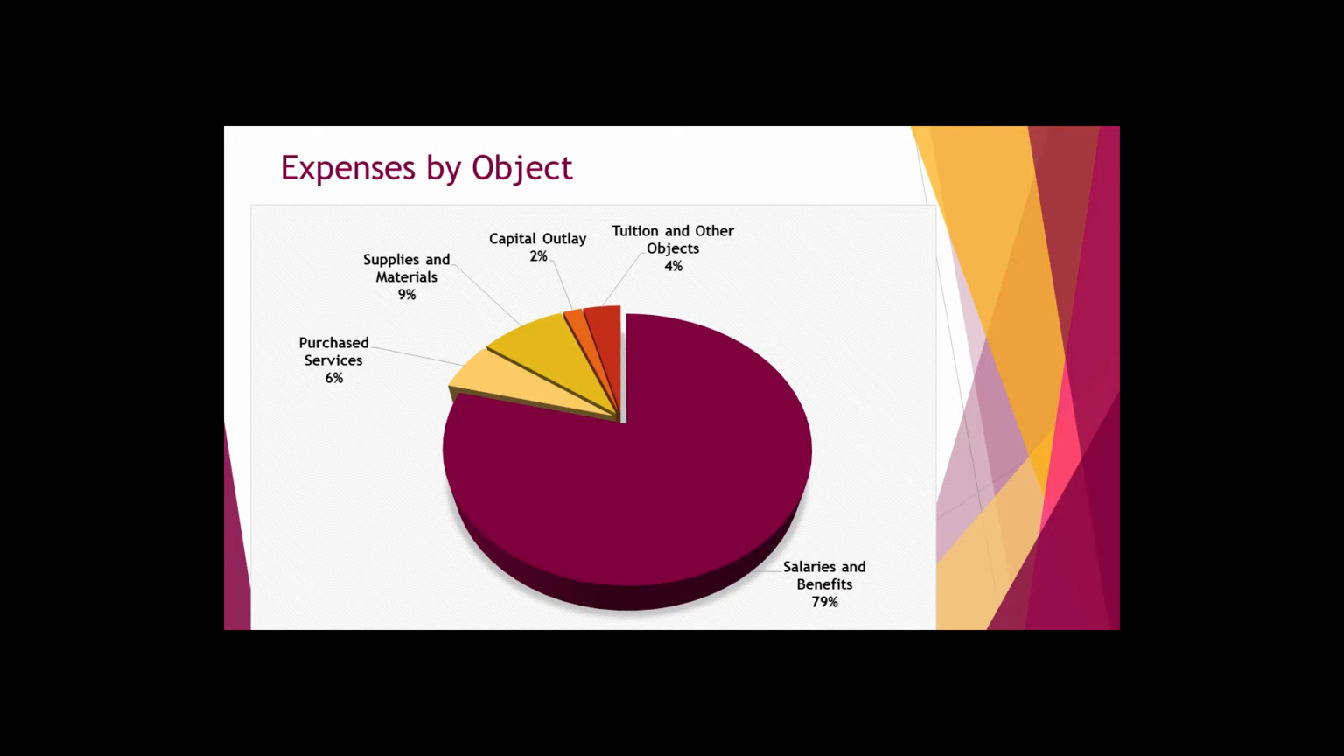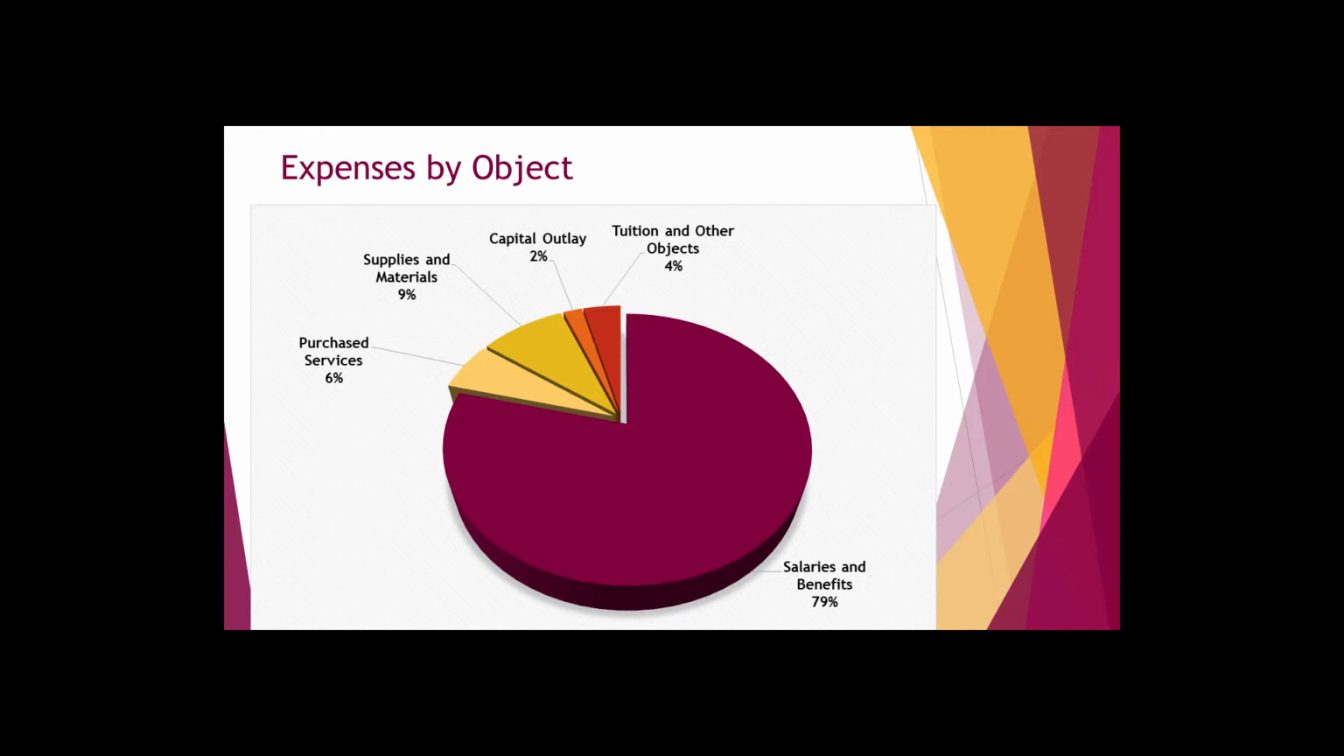Our expenses by object. This is where our expenses go. We are an educational institution, which therefore means most of our expenses are in salaries and benefits because we have to have people to teach the kids and to get the kids to and from school and to feed the kids. So 79% of our expenses are salary and benefits. 6% are purchase services. 9% are supplies and materials. 2% is capital outlay, which would be equipment, that type of thing. And tuition and other objects is for special ed and our bond payments.